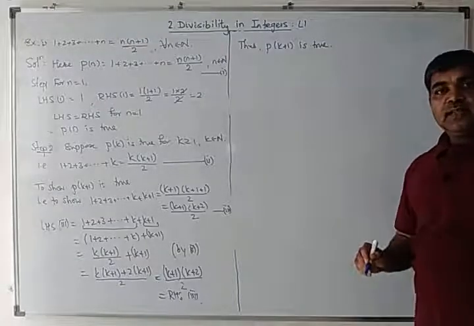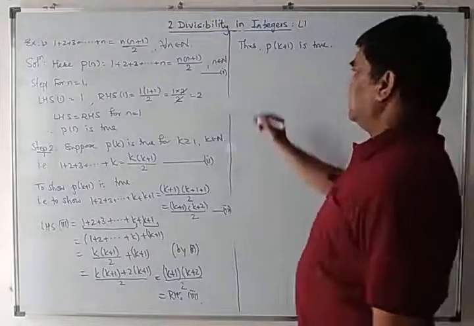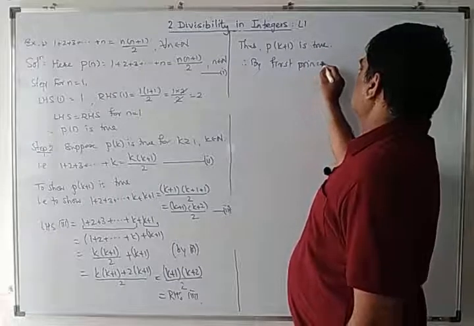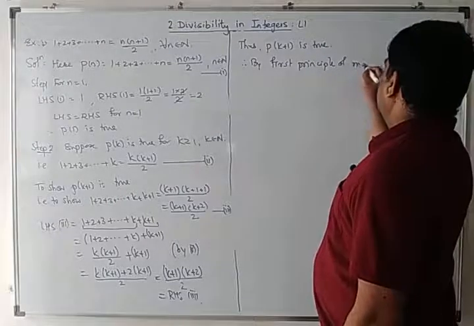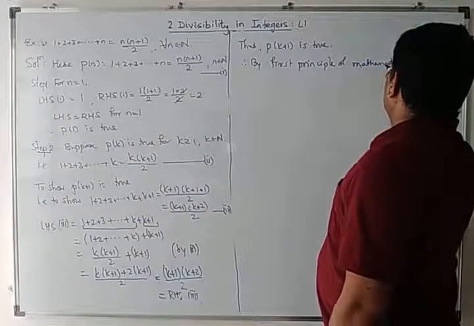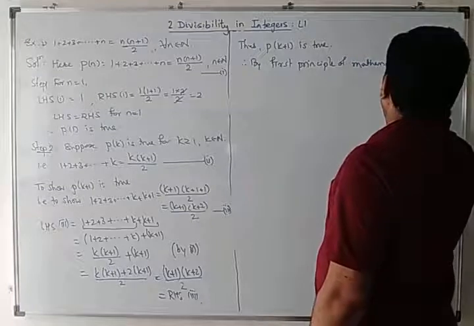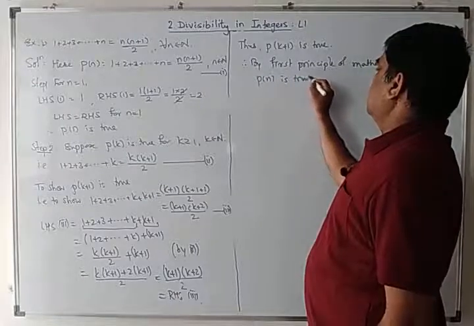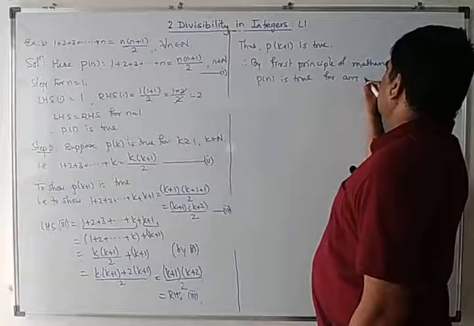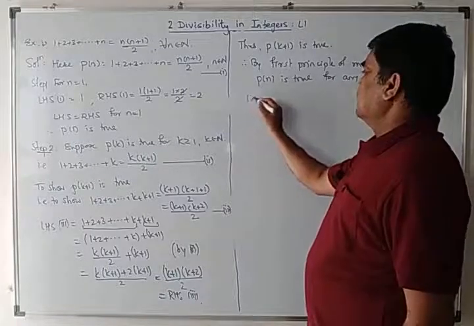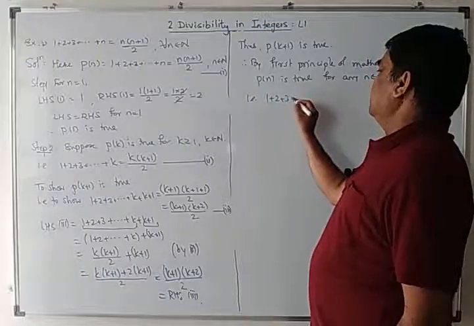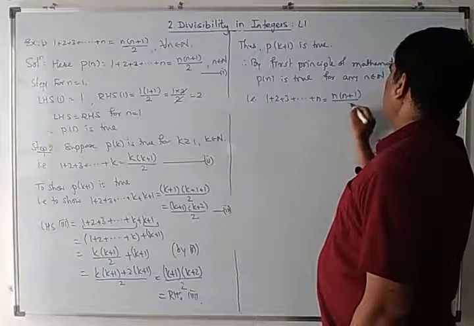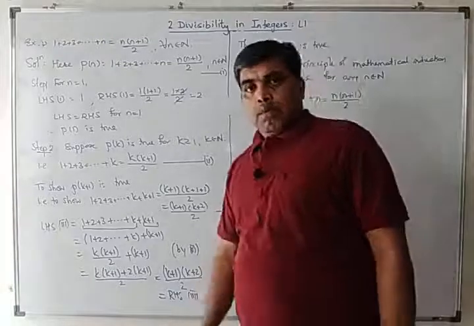And then we will say that, therefore, by the first principle of mathematical induction, Pn is true for any n belongs to N. That is, 1 plus 2 plus 3 plus so on up to n, the sum of the first n natural numbers, is n into n plus 1 upon 2. Okay.